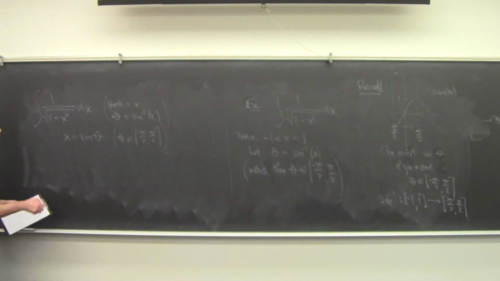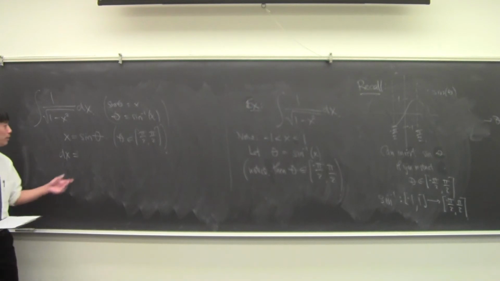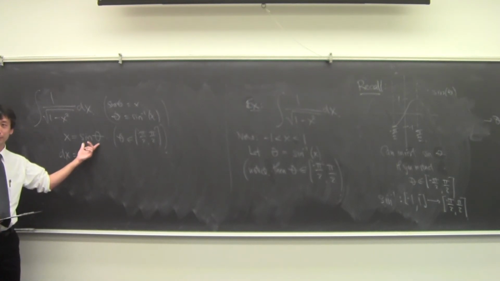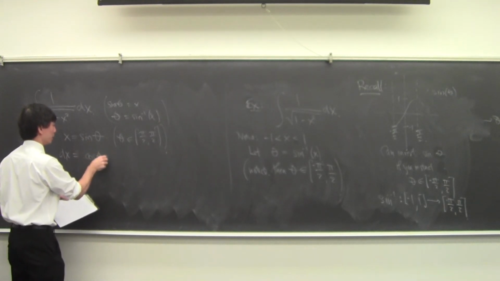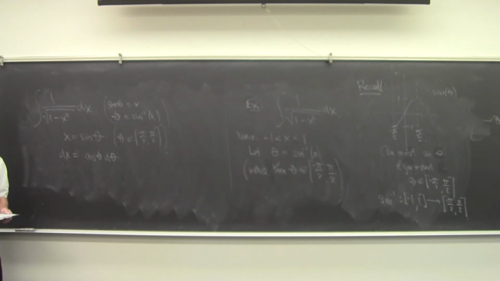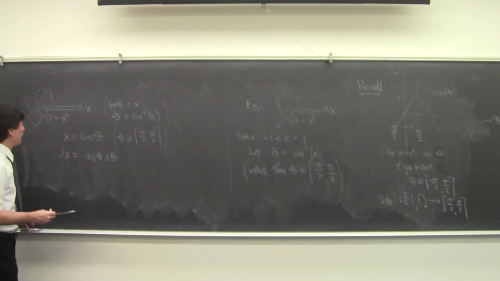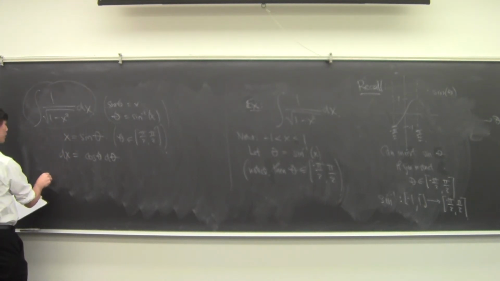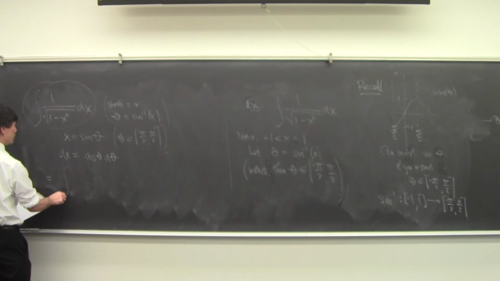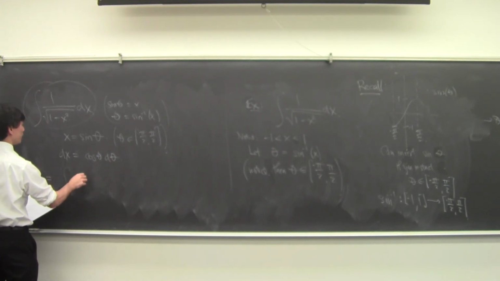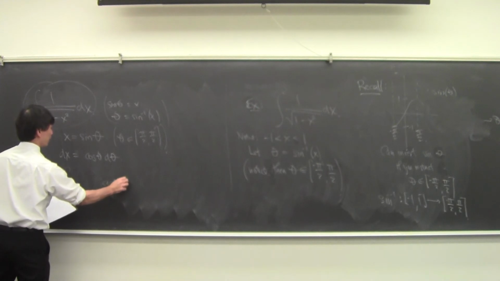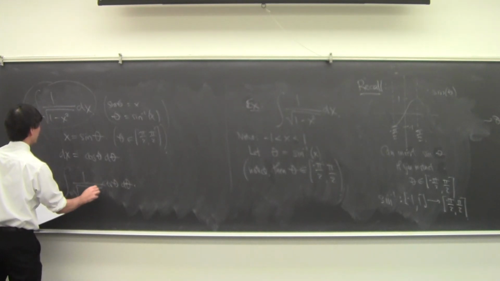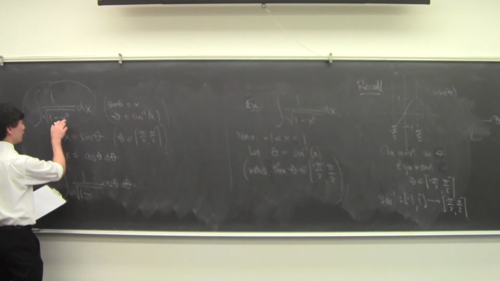Okay. Then dx is what? Dx is what? Cosine theta d theta, right? Cosine theta d theta. Okay. And so when I do my substitution, right? When I do my substitution, I get dx, so I get my cosine theta d theta. I get 1 over the square root of 1 minus sine squared theta.